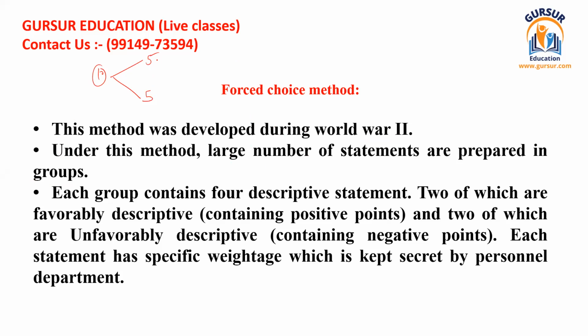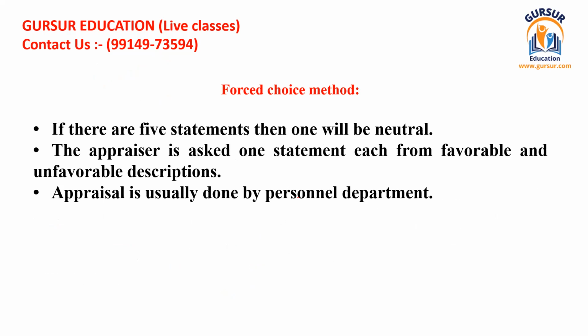Why groups? The only reason is that the first group should contain favorably descriptive statements, like positive points only, and the next group shall contain unfavorably descriptive statements. These will be negative points only. And specific weightage like 0, 1, 2, 3, as in the previous method, shall be given to all the statements and evaluation shall be done in a way. If there are 5 statements, then one shall be neutral.